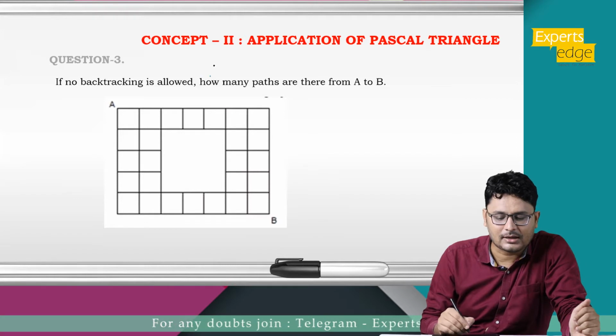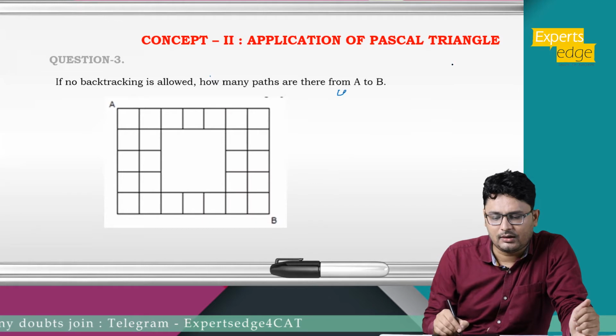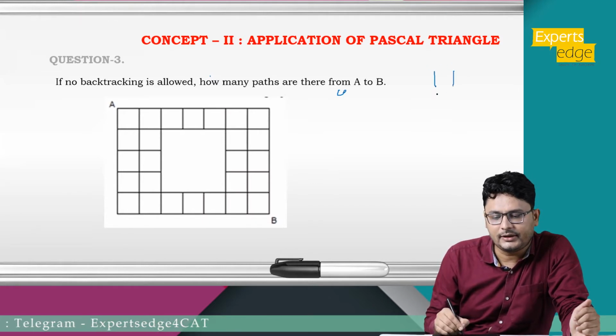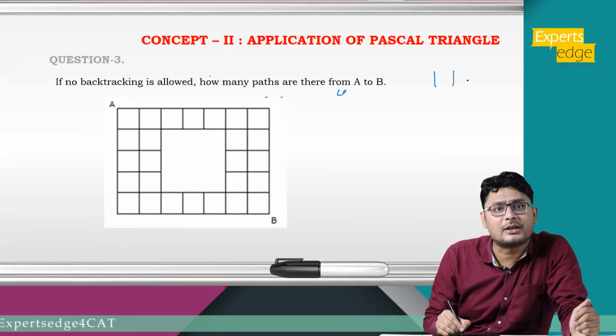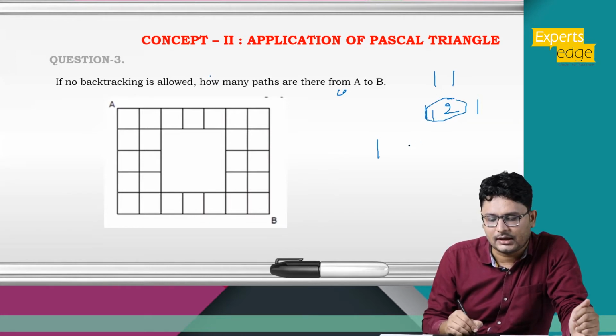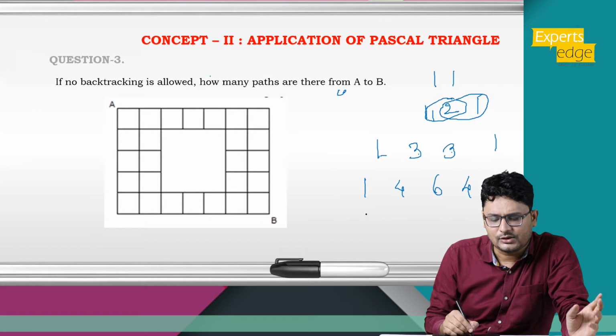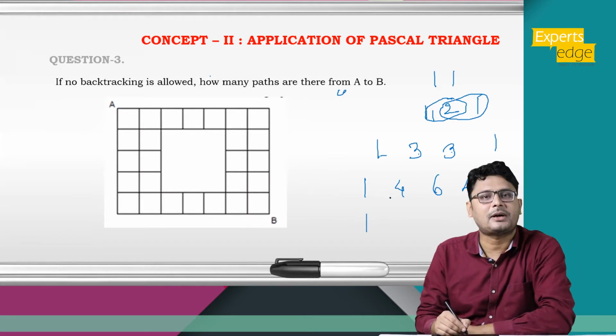So I will use Pascal's triangle here. I hope everyone must be knowing what a Pascal triangle is. It goes like this: 1 1, right? Then this 1 plus 1 gets added, that is 1 2 1. Then the starting 1, then this 1 plus 2, that is 3, right? Then 3 plus 2 plus 1, that is again 3, and at last 1 again. This is 1, this is 1 plus 3, that is 4, 3 plus 3, that is 6, 3 plus 1, that is 4, and 1 again, and so on, right? So this is known as a Pascal triangle.